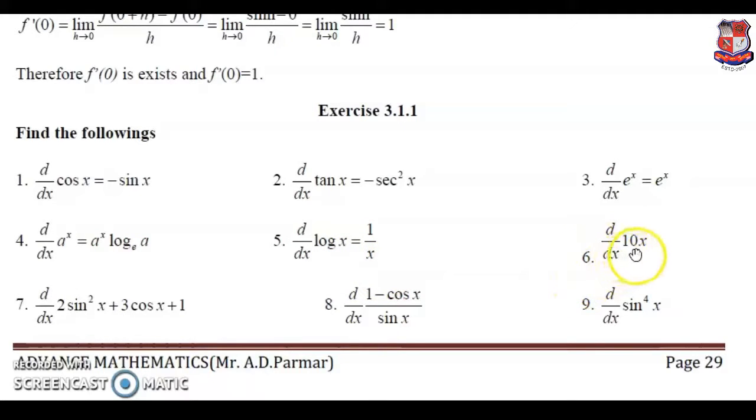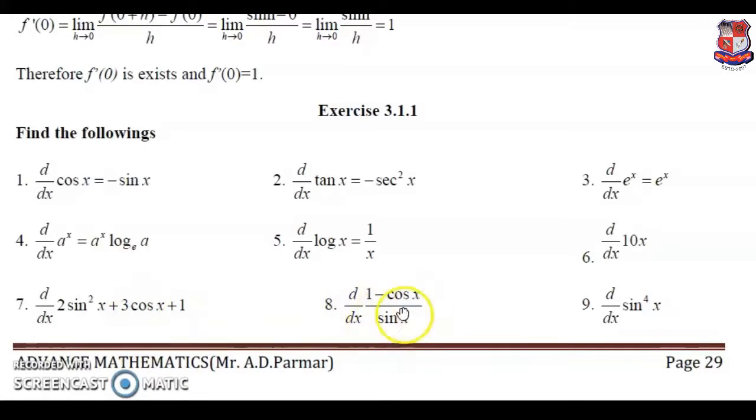d by dx of 10 is 0, because 10 is a constant, and the differentiation of x with respect to x equals 1. Next, d by dx of 2 sin square x plus 3 cos x plus 1. So how do we find it? First we differentiate the power: 2 sin x into the differentiation of sin, which is cos, so 2 sin x cos x, that is sin 2x. Plus 3 times the differentiation of cos x, that is minus sin x, and the constant gives 0.